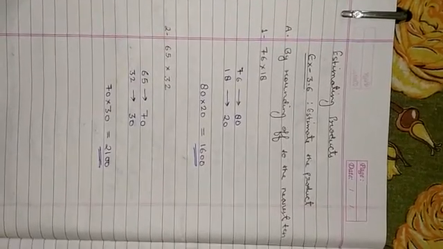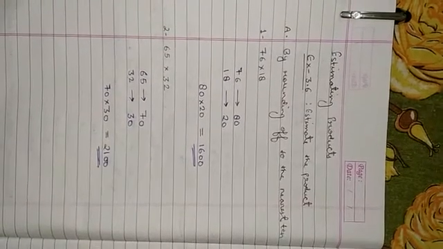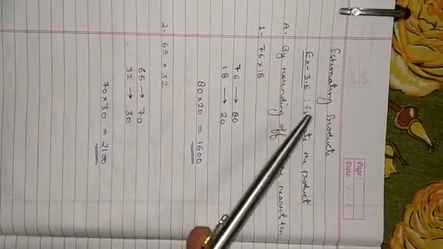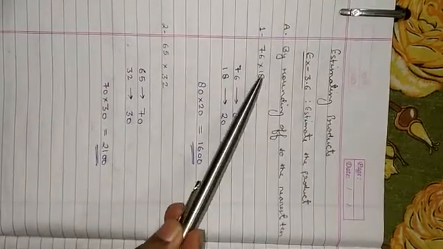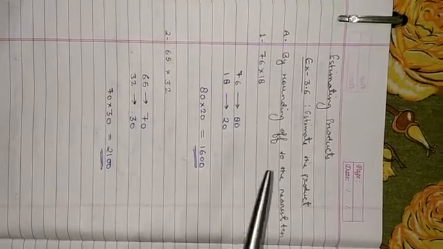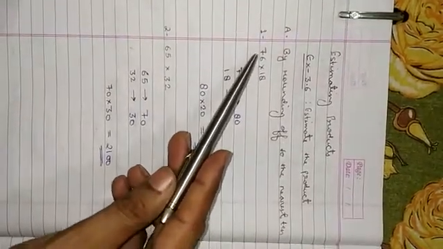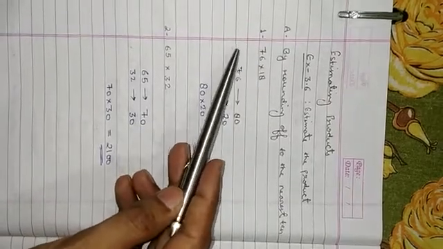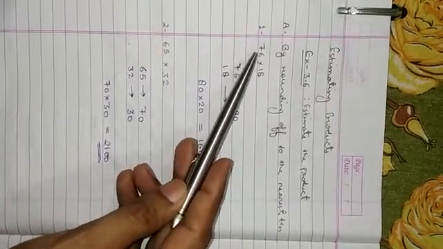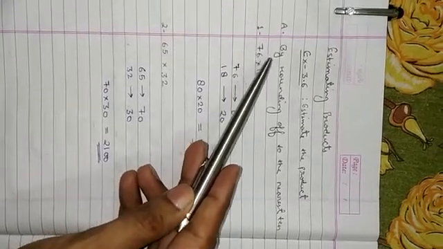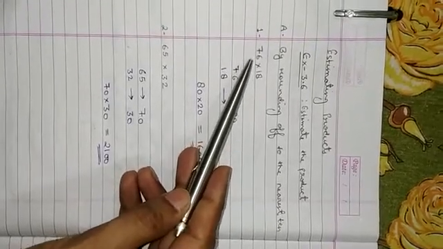Okay. Now there are two types of rounding off. Okay. Estimating product by rounding off to the nearest 10. Suppose there is a number 76. We have to round off this number to the nearest tens. Means nearest tens means 70 or 80. The nearest tens of 76 are 80 and 70.